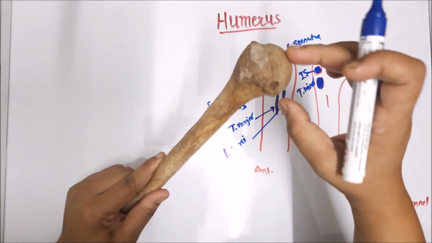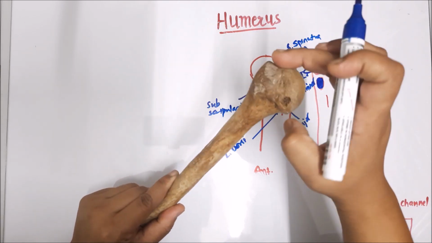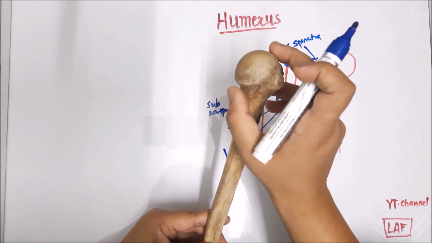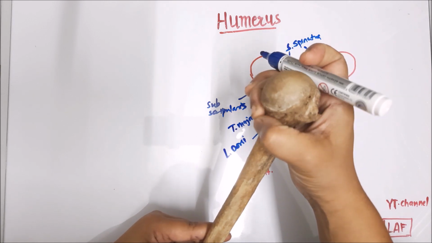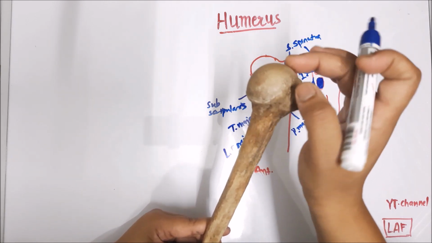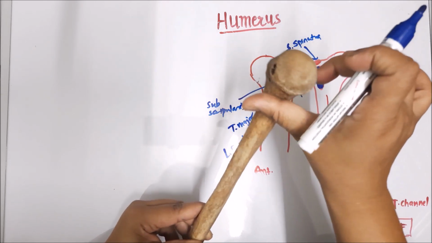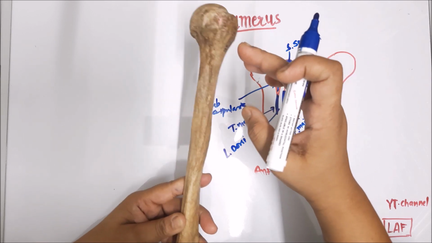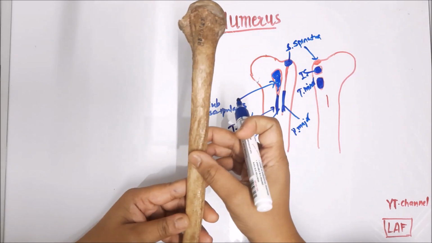Another attachment is the capsule of the shoulder joint. It attaches at the anatomical neck, except at the lower part where the capsule extends a little bit below the anatomical neck. So here there will be the capsule of the shoulder joint. Now let us move on to the lower part.